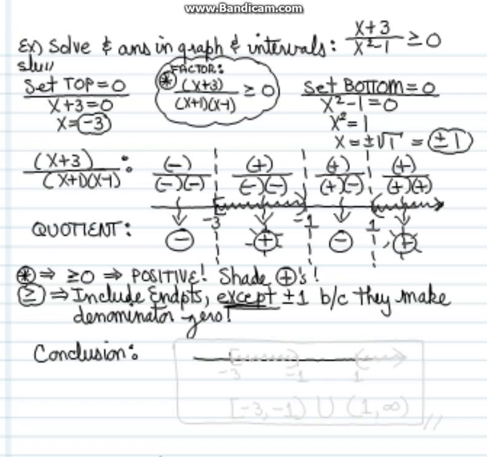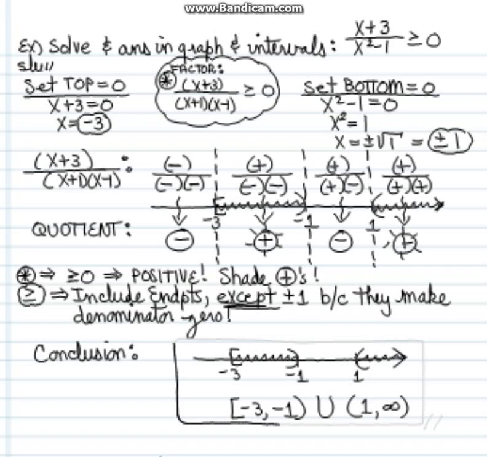So our conclusion is this picture. Here's an x-axis. We included negative 3. That was included because it didn't give us a 0 denominator. So boxy bracket, I was mistaken. Boxy bracket on the negative 3, round brackets on the other numbers, negative 1 and positive 1.